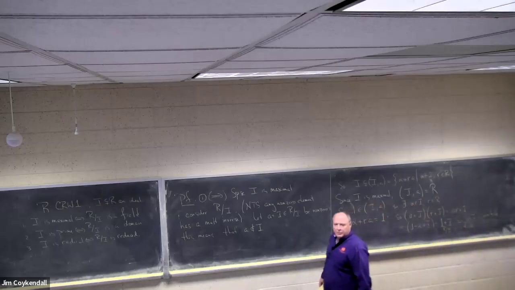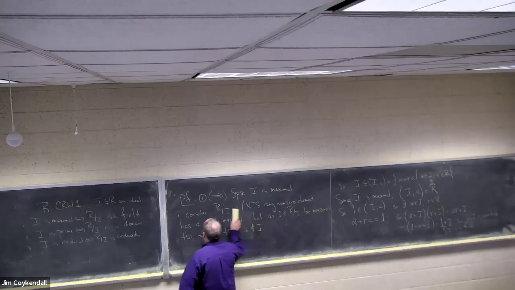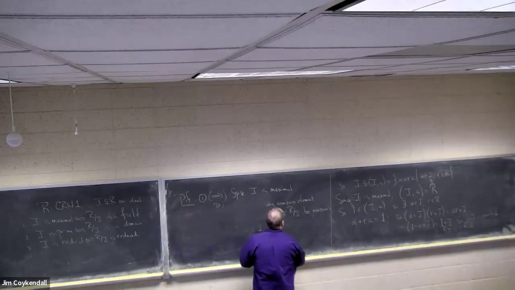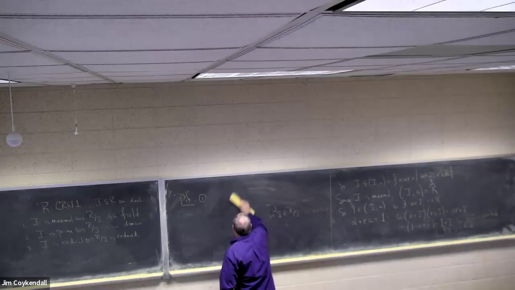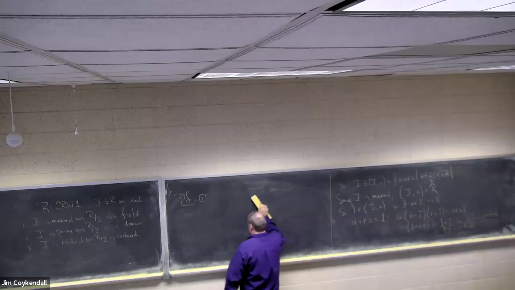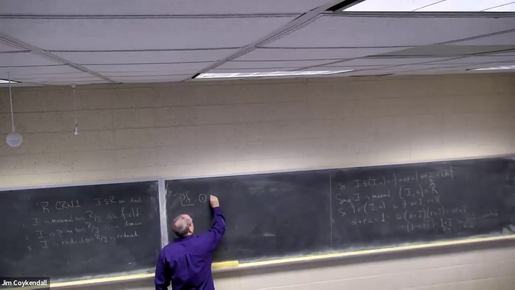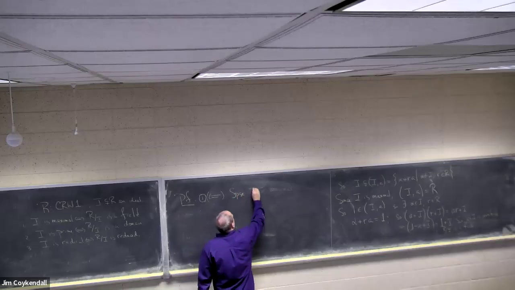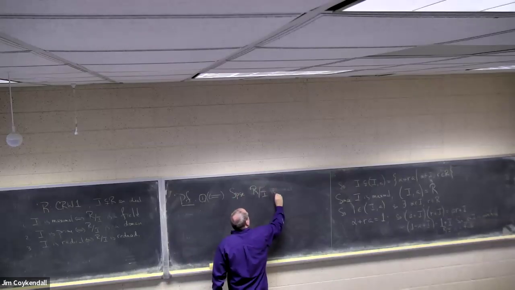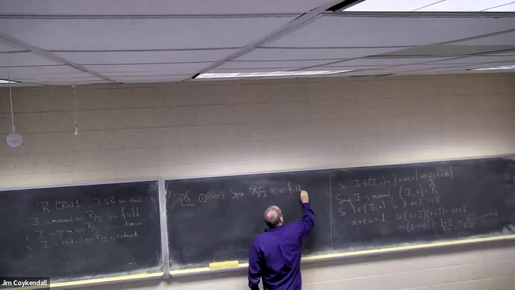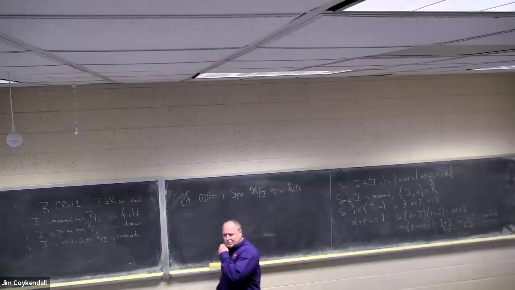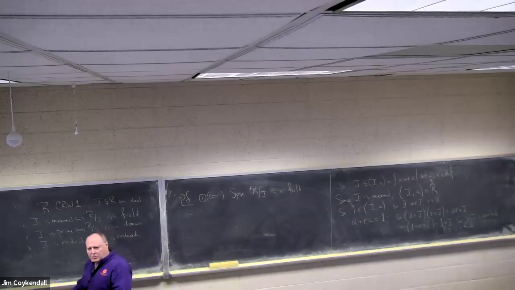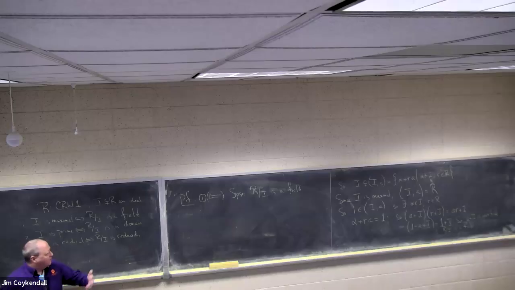So there's one direction. We've shown that if I is maximal, then R mod I is a field. Now the converse. Now, suppose. I think I can almost build this proof in a similar manner to what I did the other way.